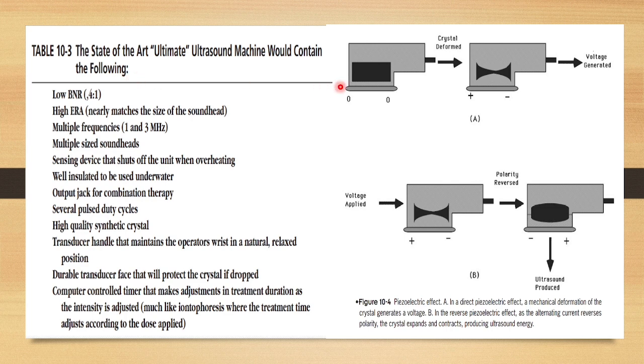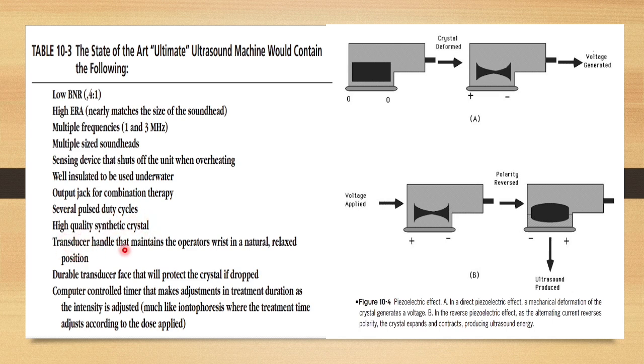So this is the state of the art, or the basic needs or properties, of an ultrasound machine. It should have a low beam non-uniformity ratio, that is 4:1, and a high effective radiating surface area that nearly matches the size of the sound head or ultrasound head. It should have multiple frequencies, that is 1 megahertz as well as 3 megahertz, multiple sized sound heads, a sensing device that shuts off the unit when overheating, be well insulated to be used underwater, have an output jack for combination therapy, several pulse duty cycles, and a high quality synthetic crystal.